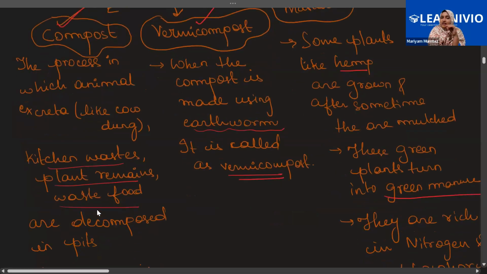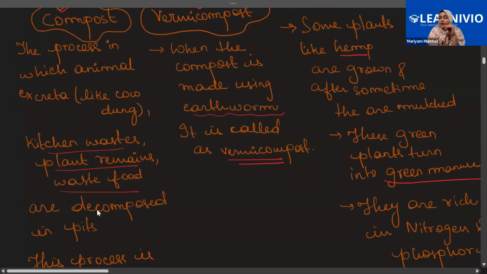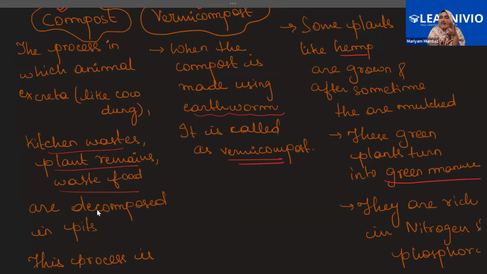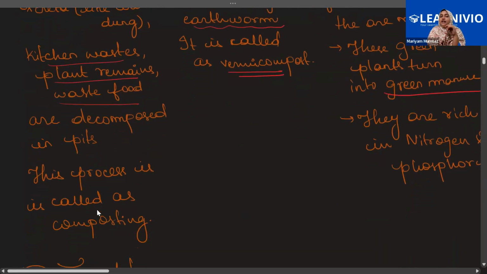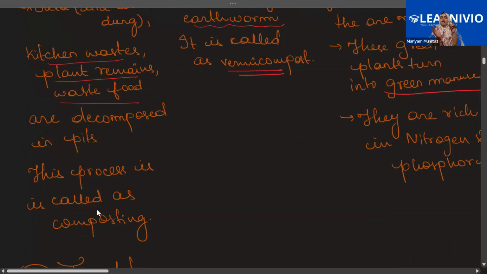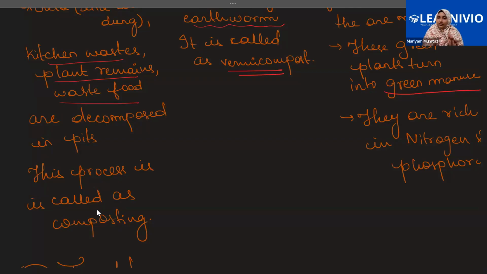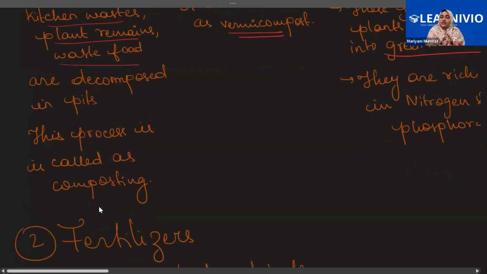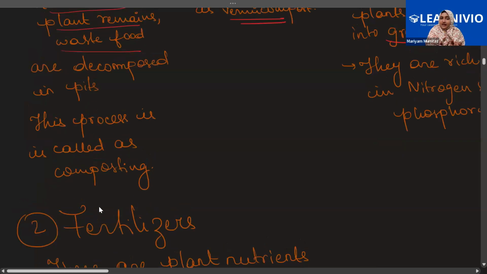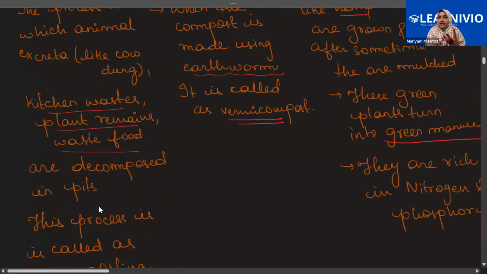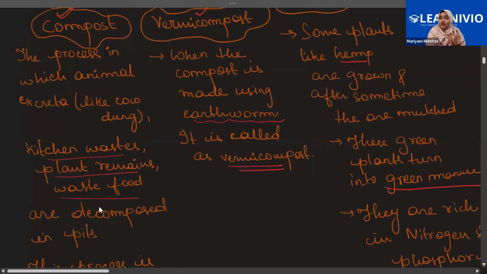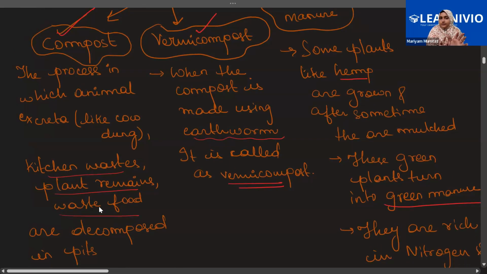Apart from that, kitchen waste and the dead remains of plants, the leaves that have fallen, are decomposed in pits. Pits are big holes that a person digs in the ground, and all of these waste materials are kept in them and covered. This process is known as composting.